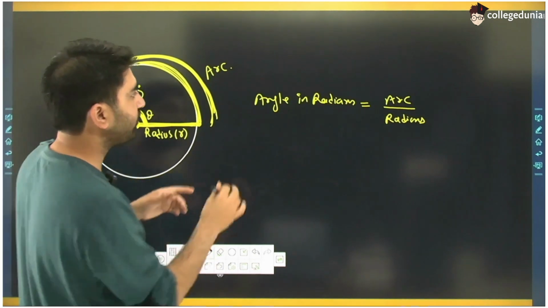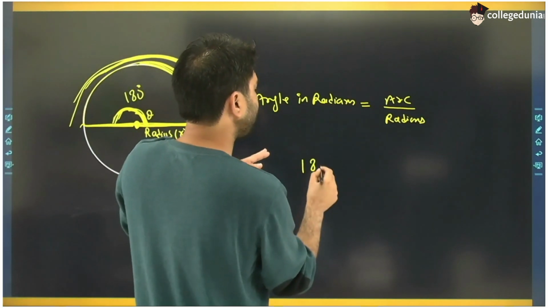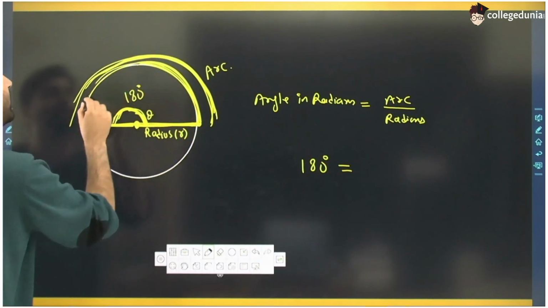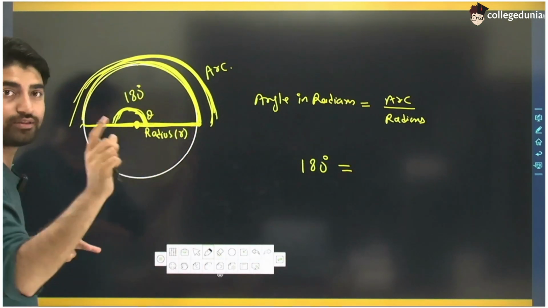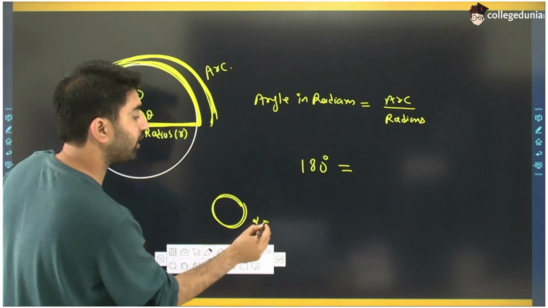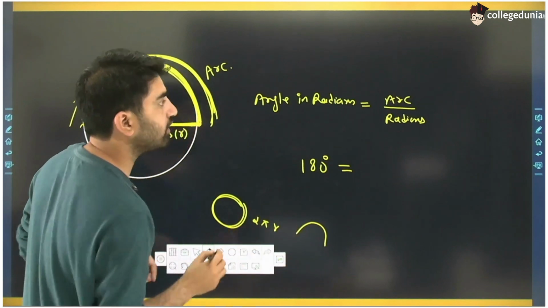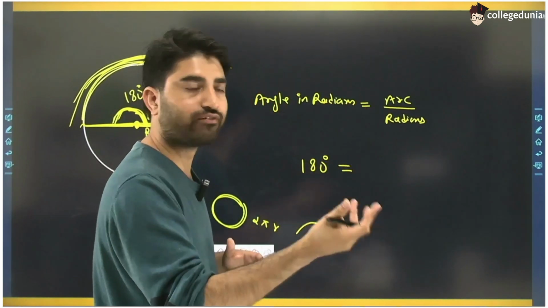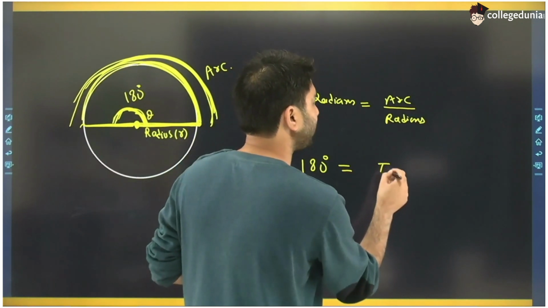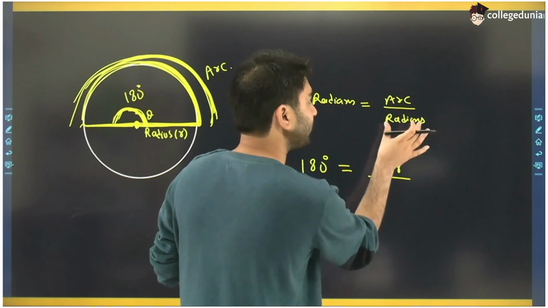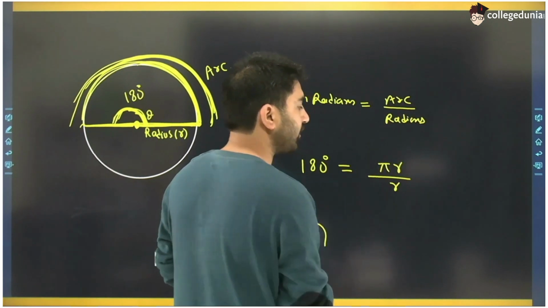So let's take the angle equal to 180 degrees, and this arc is making a semicircle. The complete circle circumference will be 2 pi r, and for a semicircle, the arc will be half of the circumference. This will be pi r, and this is divided by the radius, which is r.